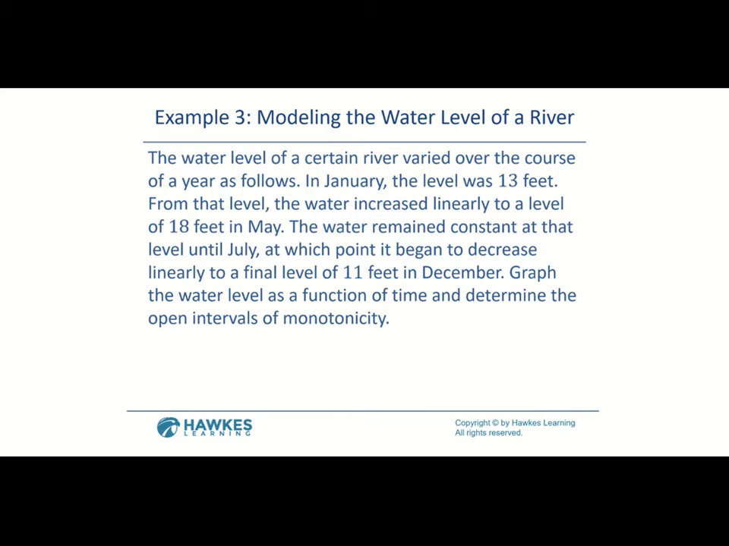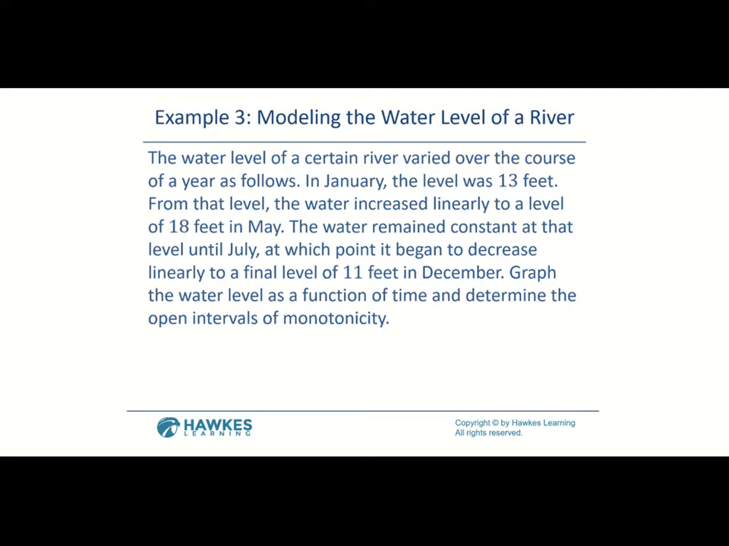All right, so we are going to look at a word problem now, where we're going to look at increasing, decreasing, or constant. And here we have the water level of a certain river varied over the course of a year as follows. In January, the level was 13 feet. From that level, the water increased linearly to a level of 18 feet in May.